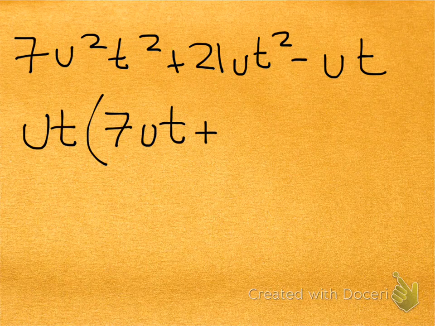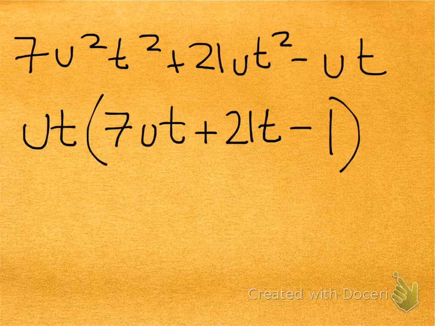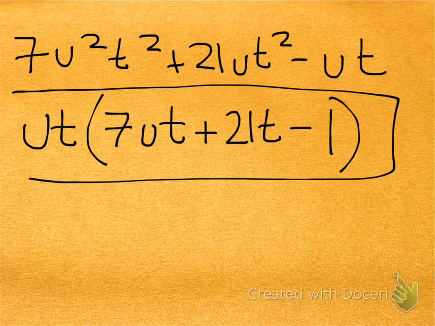Then we do the same thing with the next term. Take a U out, and we didn't do anything with the number. So if the U is out, there's no more U left, and one T, so there's only one T left. And then if we take a U and a T out of the last term, that's going to just leave us with the number 1. So this would be the most we can factor.